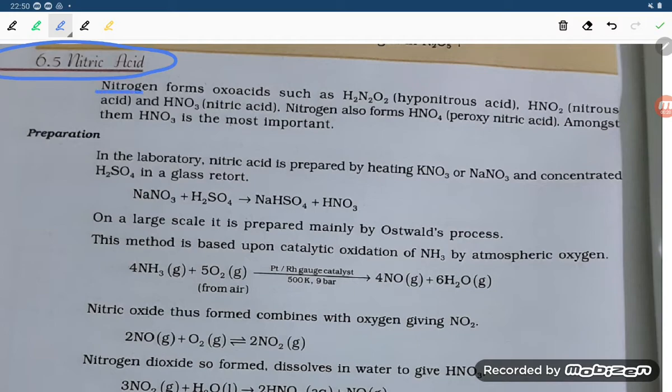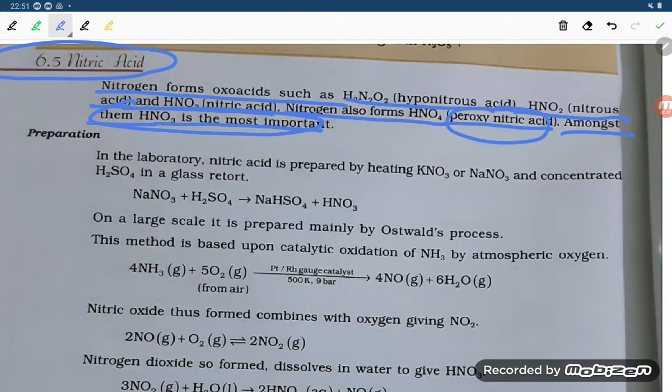Nitrogen forms oxo acids such as H2N2O2, hyponitrous acid, HNO2, nitrous acid, and HNO3, nitric acid. Nitrogen also forms HNO4, peroxynitric acid. Amongst them, HNO3 is the most important one. Along with nitric acid, nitrogen forms many types of oxo acids that we have already studied: peroxy acid, nitrous acid, and hyponitrous acid.